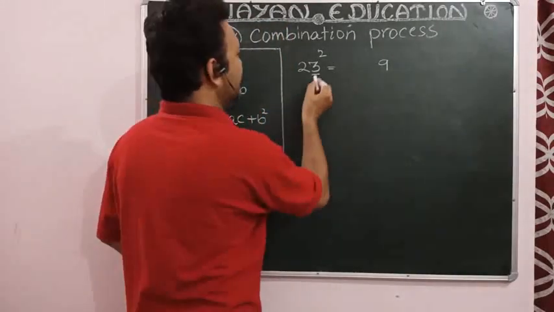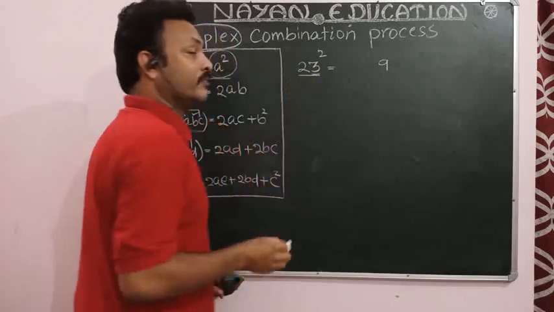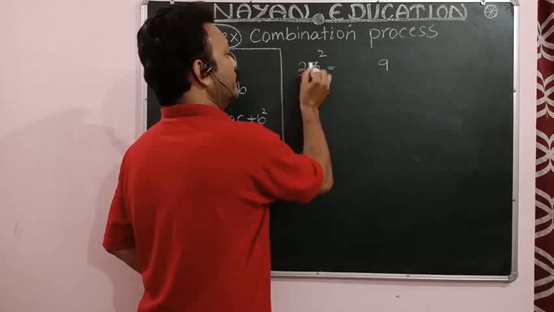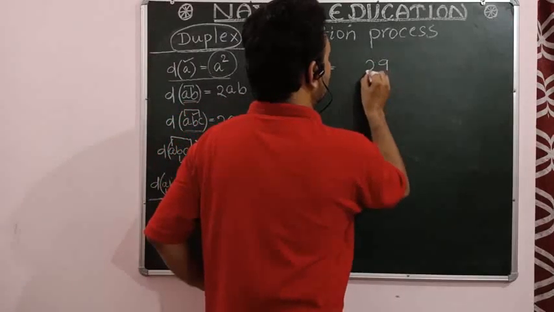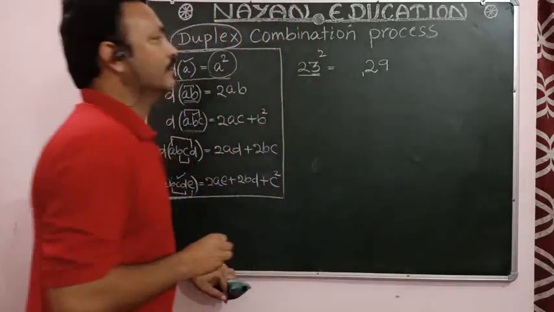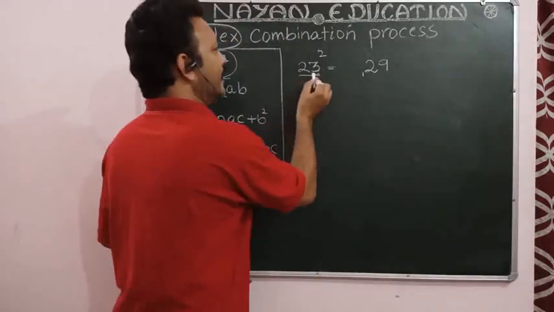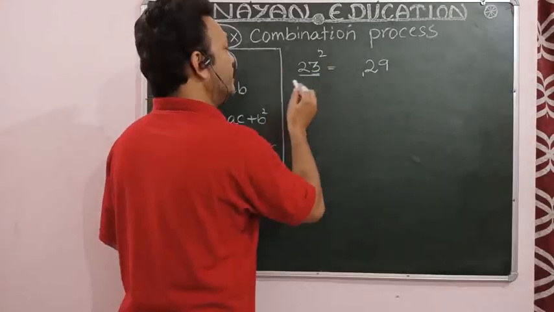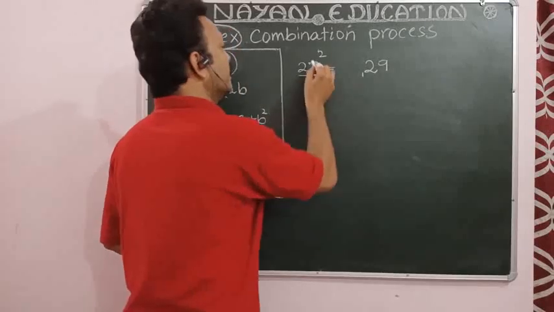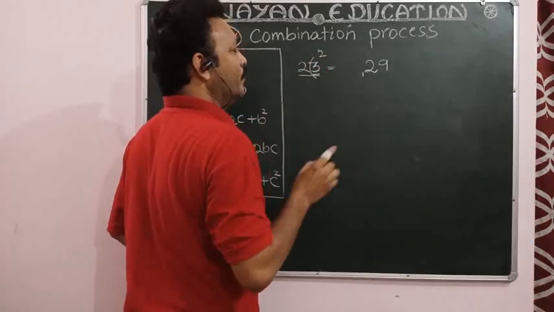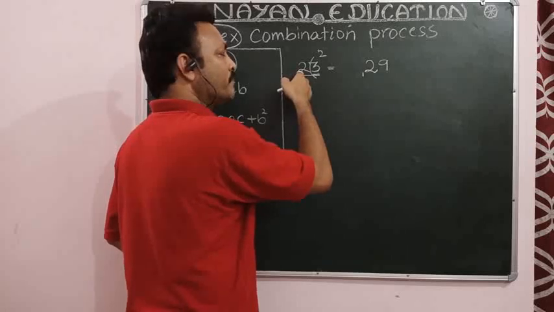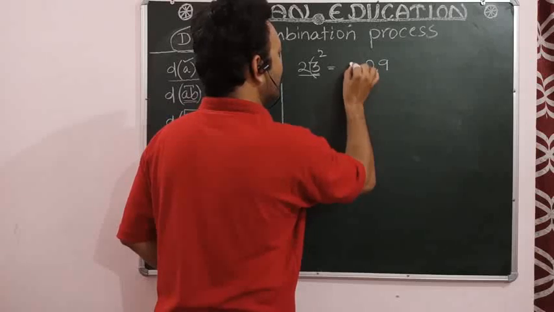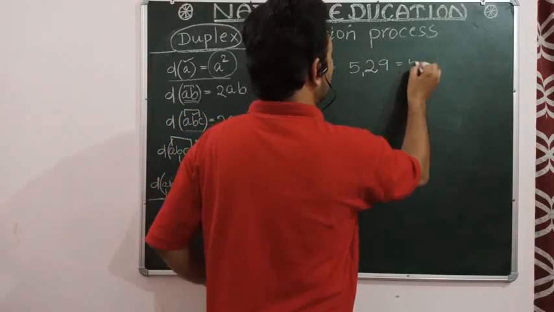Now see, what is the duplex of 23? Next, moving rightwards, the duplex of 23 is 2 into a into b. 2 twos are 4, 4 threes are 12. Then drop 2, 1 carry. Now, as all the digits have been covered once, you have to leave one digit at a time from the right. Leave 3. What is the duplex of 2? 2 square, that is 4. 4 plus 1, 5. So 529 is the square of 23.